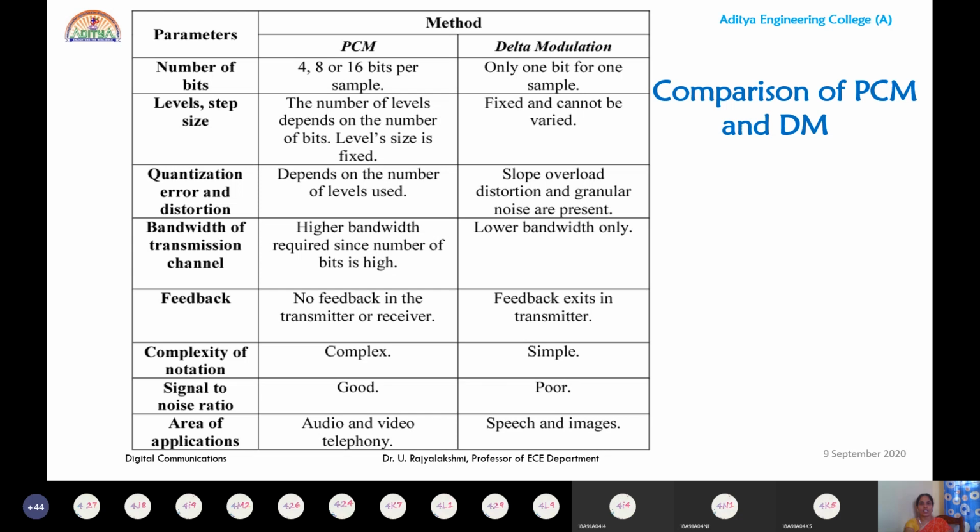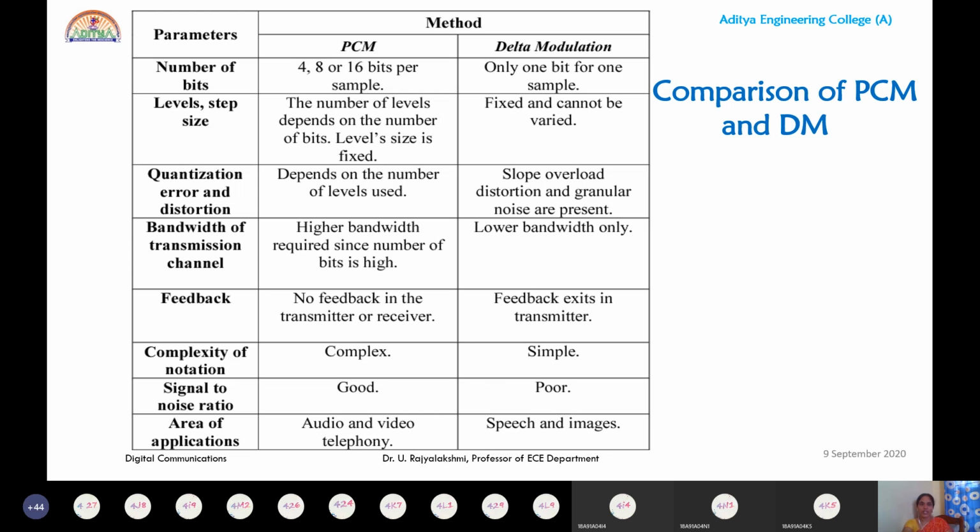But what about delta modulation? It has a 1 bit quantizer, where it transmits only 1 bit per sample. So obviously, because n is reduced to 1, n into fs, which is r, is reduced. The signaling rate will reduce, and once the signaling rate reduces, automatically our bandwidth, which is half that of the signaling rate, will also reduce. So PCM needs a large amount of bandwidth for signal transmission, and delta modulation needs less channel bandwidth to transmit the modulated signal.